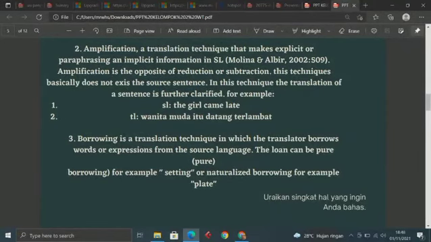The second is amplification. Amplification is a translation technique that makes explicit or paraphrases implicit information in the source language, according to Molina and Albir 2002. Amplification is the opposite of reduction or subtraction. These techniques basically do not exist in the source sentence. In this technique, the translation of a sentence is further clarified. For example, the source language, the girl came late, and the target language, wanita muda itu datang terlambat.